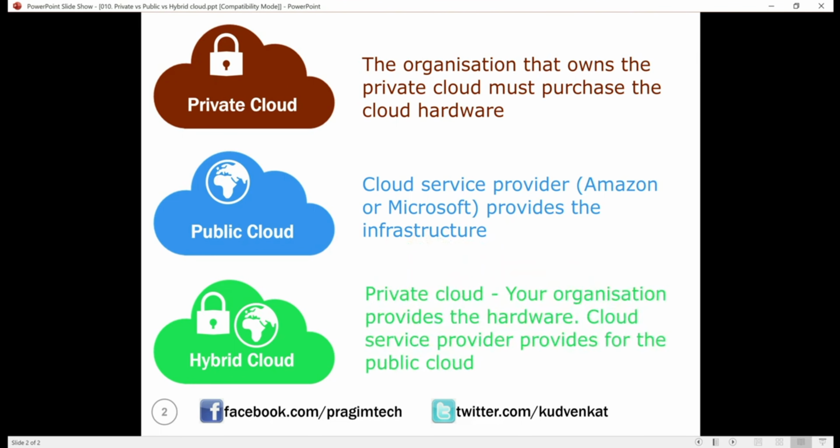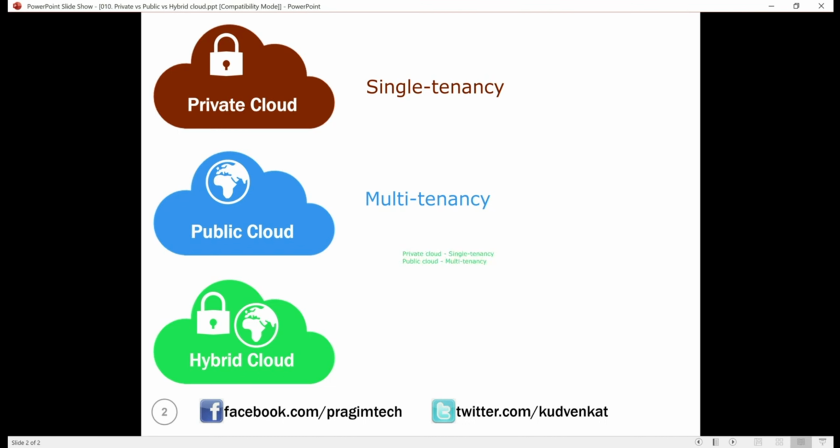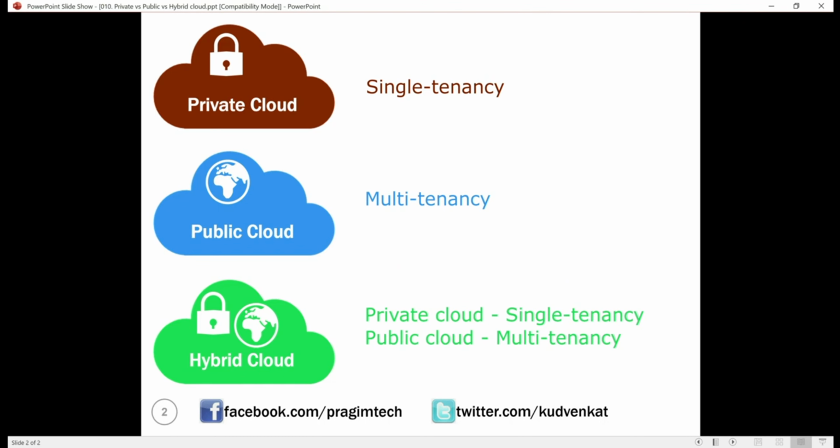So, for the private cloud, your organization must provide the infrastructure, whereas the public service provider provides the infrastructure for the public cloud. Tenancy. A private cloud is usually used by a single organization, that is, single tenancy. A public cloud is used by multiple organizations, that is, multi tenancy. The private part of the hybrid cloud is used by a single organization, whereas the public part of the hybrid cloud is used by multiple organizations.